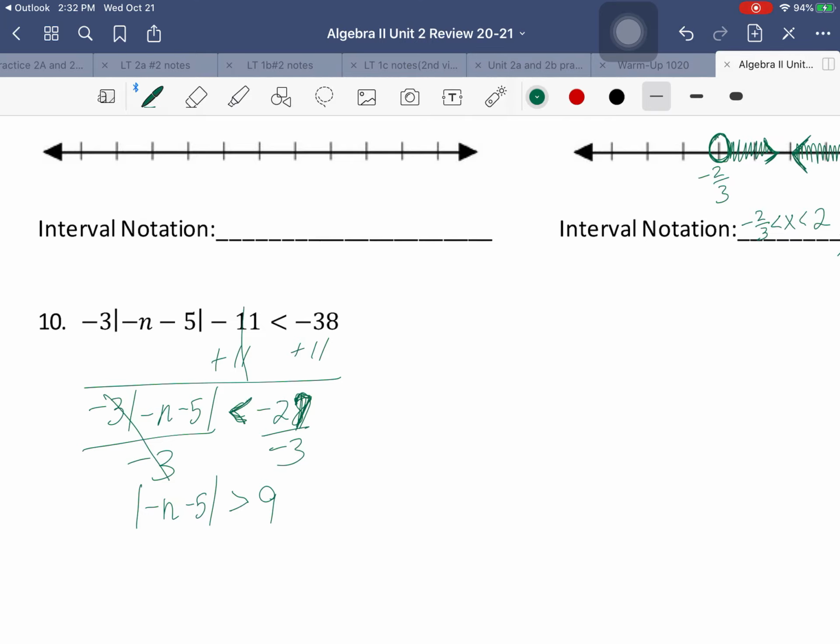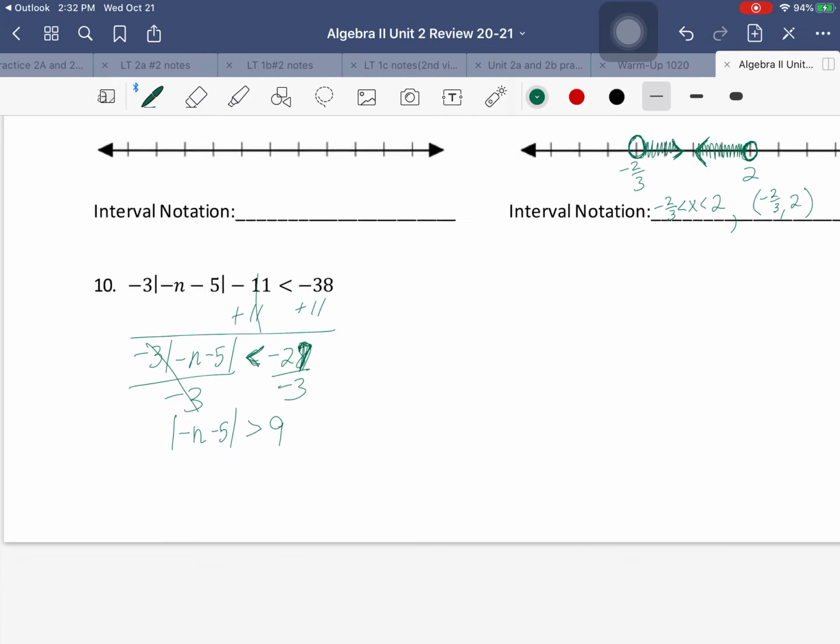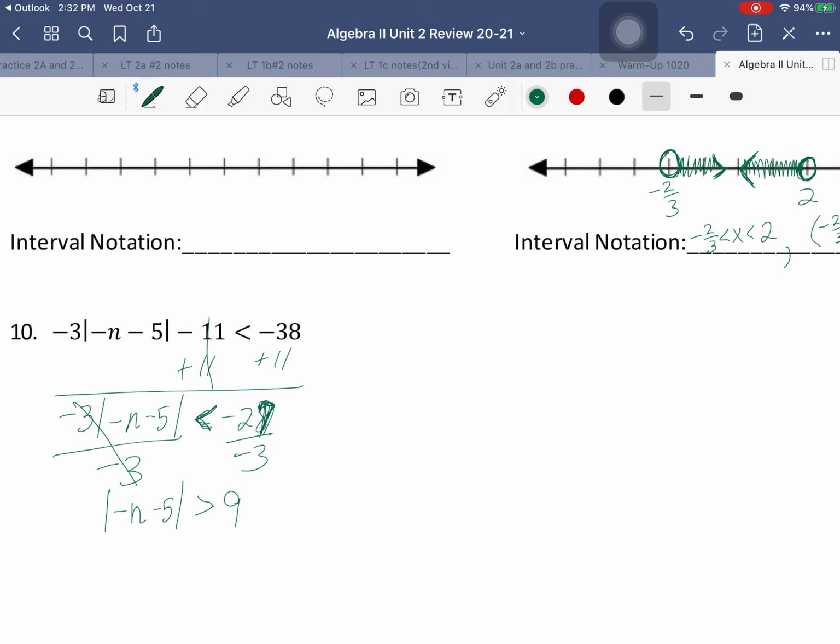9 now, so it's a positive number, so now it's not a special case. So we have to break this up into two problems. Negative n minus 5 is greater than 9, and negative n minus 5 is less than negative 9. Do not ever switch the inequalities or the signs inside the absolute value. Never do that. The reason you do it on the right side is because you're accounting for the positive and negative distance from that number with the absolute value.